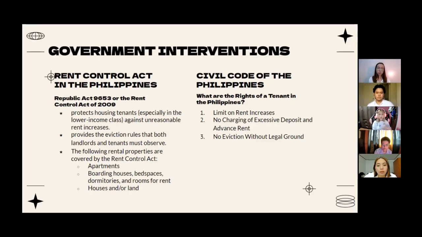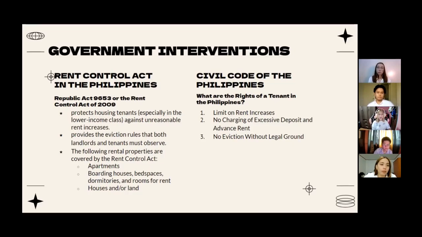So the Rent Control Act in the Philippines, or Republic Act 9653, better known as the Rent Control Act of 2009, is the law that protects housing tenants, especially those in the lower income class, against unreasonable rent increases. It also provides the eviction rules that both landlords and tenants must observe. This rental law covers housing units with a monthly rent of up to 10,000 in Metro Manila and other highly urbanized cities nationwide.